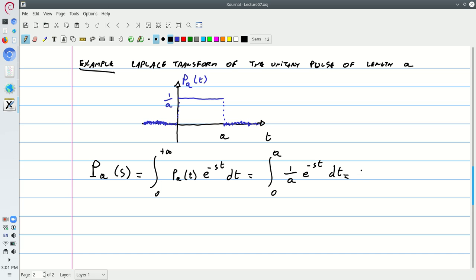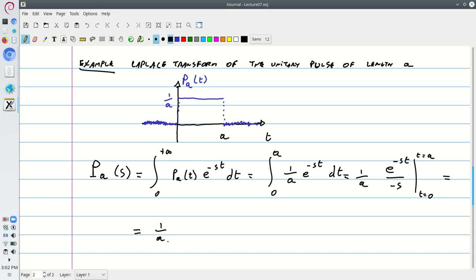So not so difficult to integrate this, because 1 by a gets out of the integral. We are integrating again exponential of minus st, so we already know that that integral is given by this quantity. This time the difference is that we are going to compute this between t equal to 0 and t equal to a, because the extreme of integration now is a. So now we simply have to compute this.